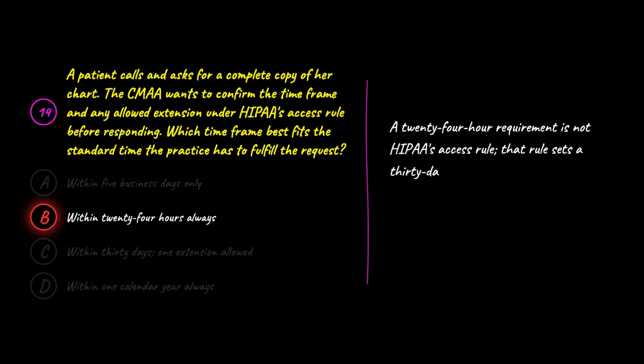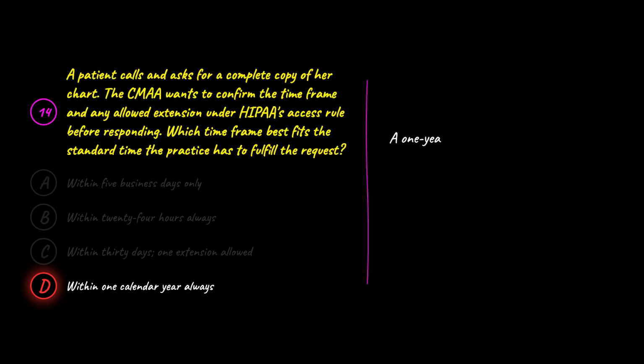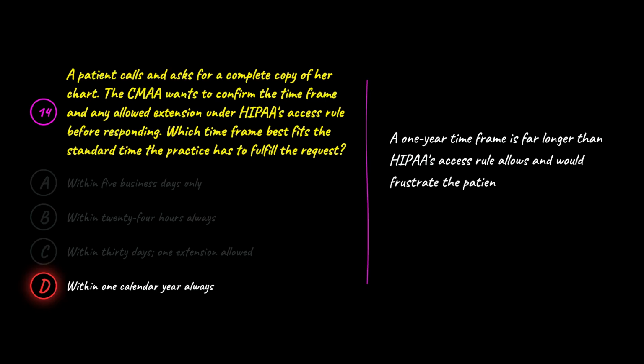That rule sets a 30-day standard with an allowed extension, with state laws sometimes setting tighter time frames in particular jurisdictions. D is wrong because a 1-year time frame is far longer than HIPAA's access rule allows and would frustrate the patient's right to records, which is built around a 30-day standard with 1 possible extension.